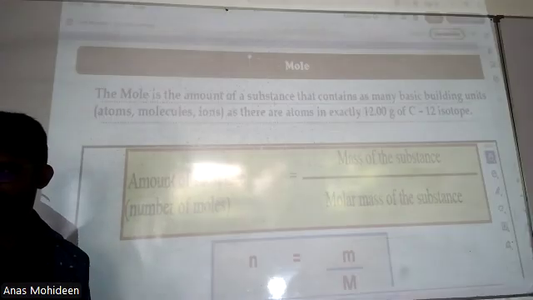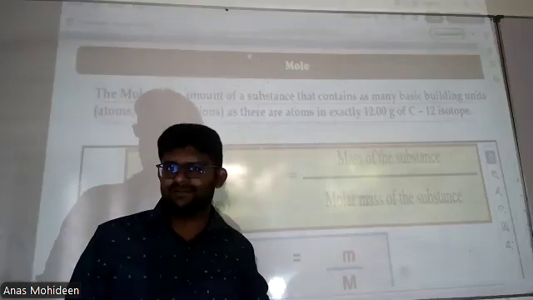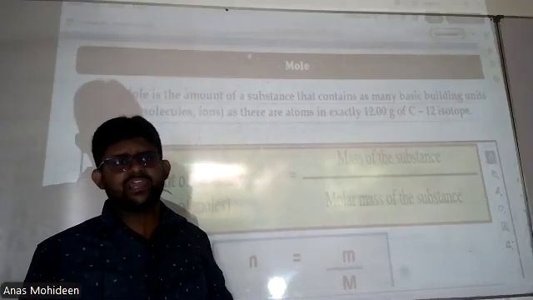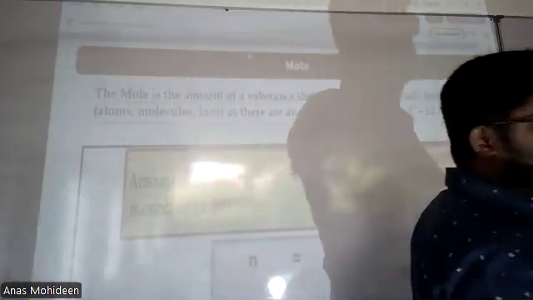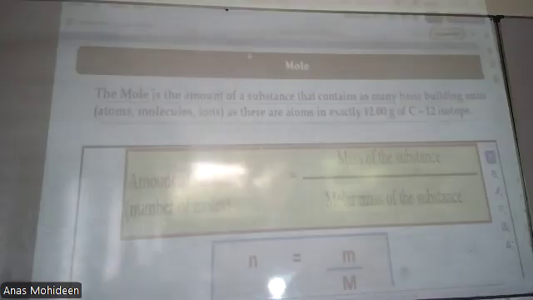That is a symbol. Why? Mass is already given the simple name, so for molar mass, again you can't give the simple name, right? We are giving the capital. That is the standard symbol we are using.